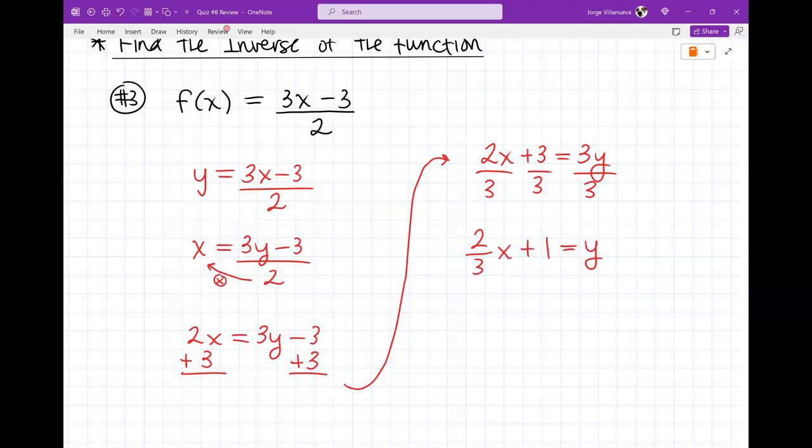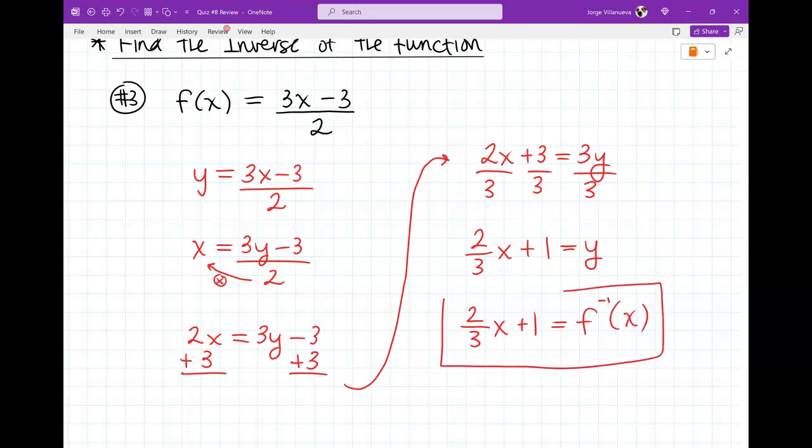Okay? So that was step 3. Step 1, rewrite your function notation into y. So we did. Step 2, switch x with y, y with x. So we did that. Step 3, solve for y. And the last step, step 4, rewrite your y as function inverse notation. So this is 2/3 x plus 1 equals f inverse of x.